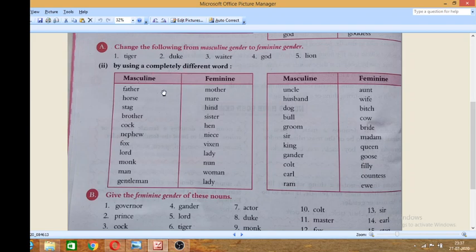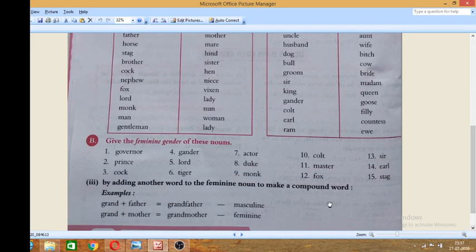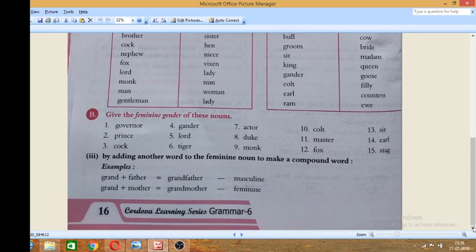Sometimes we can change from masculine to feminine by using a completely different word. For example, mother, horse, mare. You have to learn these. Give the feminine gender of these nouns. This is another example. Fifty nouns have been given. You have to write the feminine gender of these nouns. Governor, governess, like this. Princess. A and B you do in your grammar book.